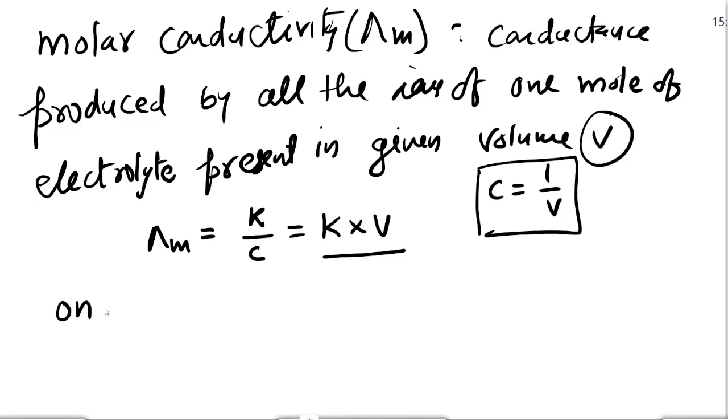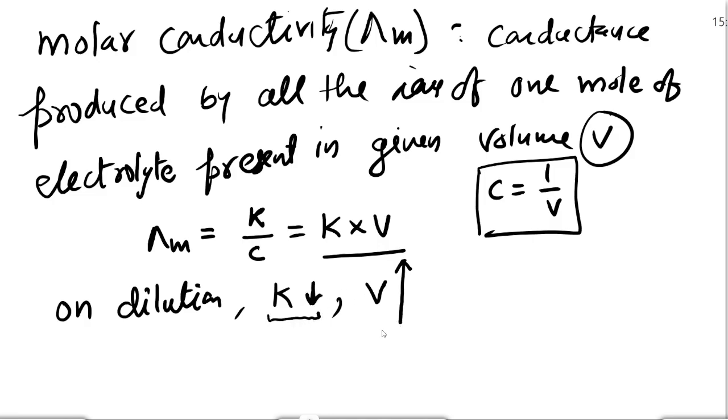So on dilution, what happened? Tell me what happened on dilution? Conductivity decreases, but volume containing 1 mole of the electrolyte, that increases. And see the size of the arrow. Decrease in conductivity is less, increase in volume is more, and that's why molar conductivity increases on dilution.